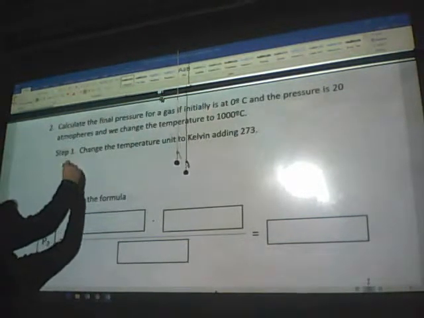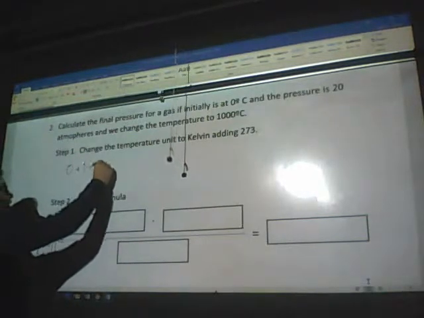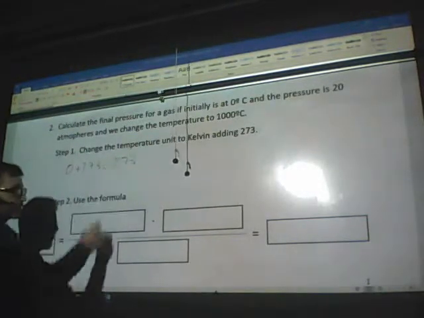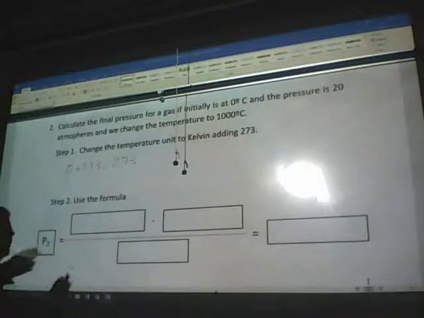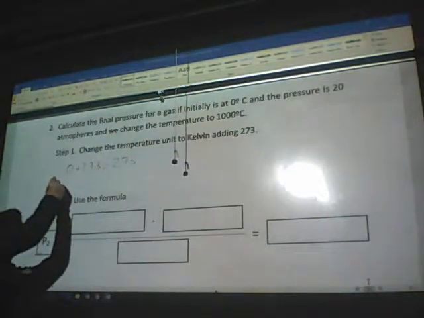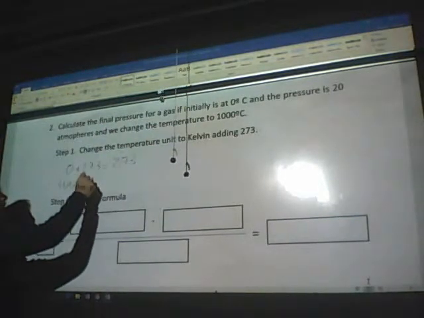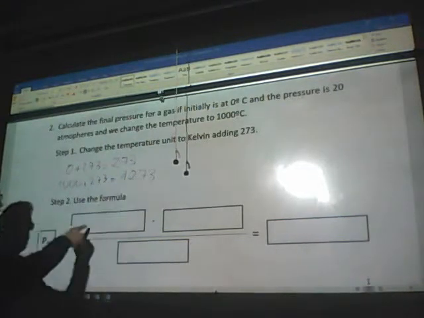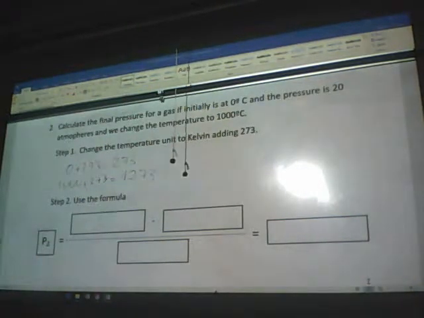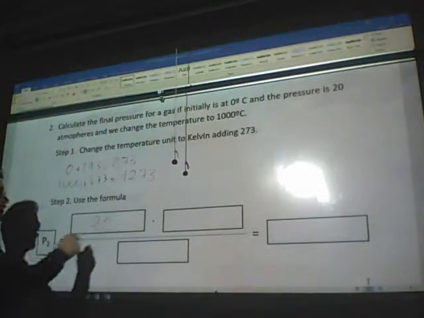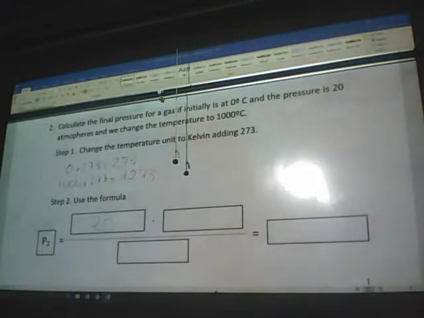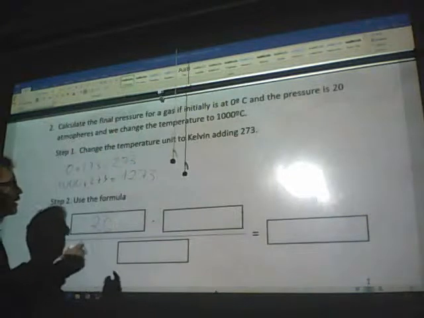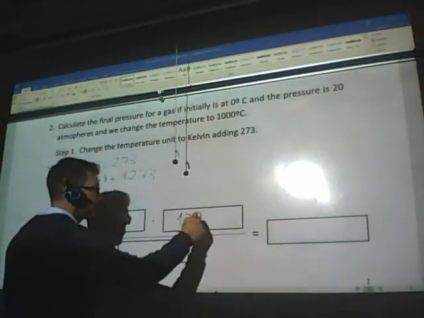So you add 273 to the temperature, so 0 degrees centigrade is 273, and to add 1000, you have 1273. Then you write here the initial pressure, that is 20 atmospheres. Now we are at 1 atmosphere, okay?